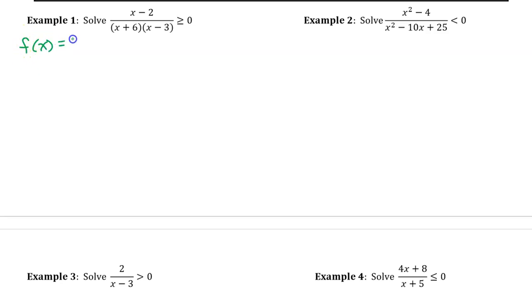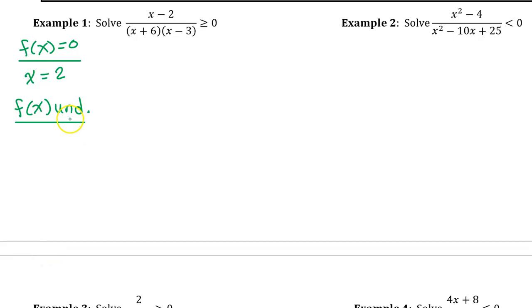F of x is equal to 0 at... a function will equal 0 when the numerator is equal to 0. So that'll be at x equals 2. Next, we need to identify where f of x is undefined. That's going to be where the denominator is equal to 0. So that's at x equals -6 and x equals +3.